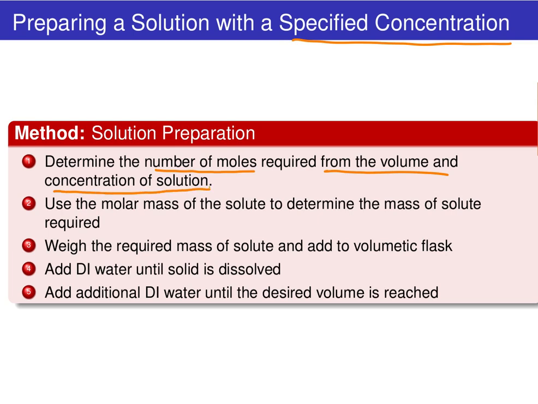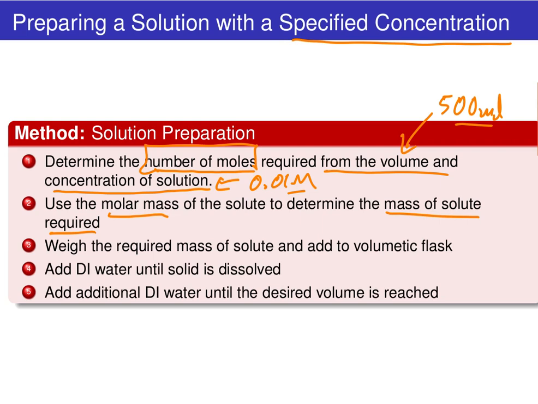of the solution. For example, if you know that you need, say, 500 milliliters of a 0.01 molar solution, you're going to use that concentration and that volume in order to determine that number of moles. Once you have the number of moles, in the second step, you'll use the molar mass to determine the mass of solute required. Remember, in the laboratory, we don't count out moles, we measure the mass.